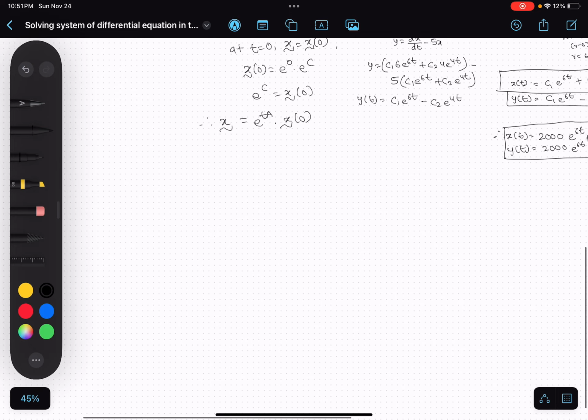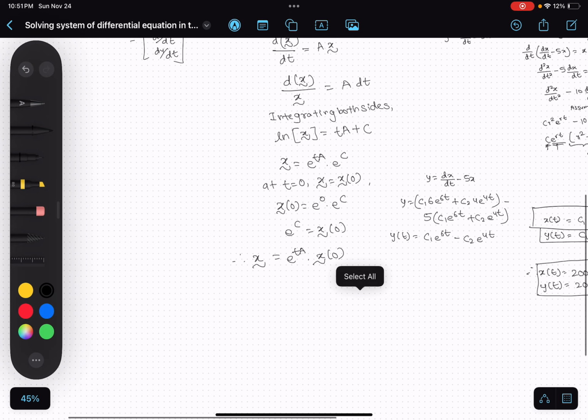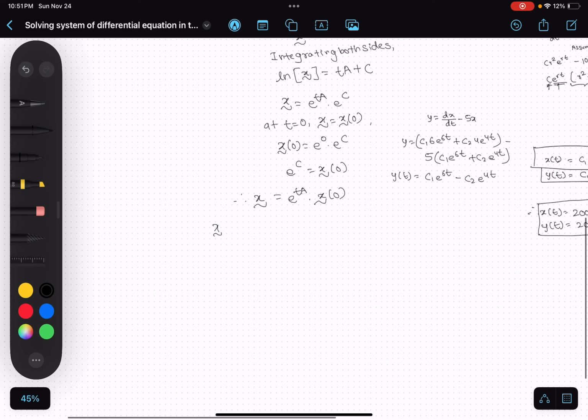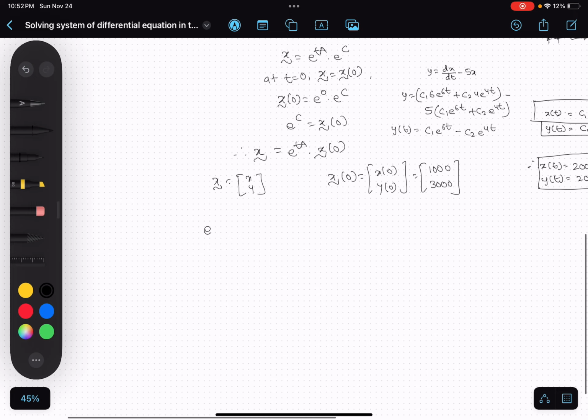Okay, now I guess you know that this x tilde is just xy, and this x tilde of 0 is just the initial condition, x0 y0, and we know that that's just 1000, 3000, right? Don't forget that. Now the only problem is how to find e to the power ta. Though the normal exponential is not defined for matrices, we can define this using the series, the sum from n equals 0 to infinity of ta to the power n by n factorial.